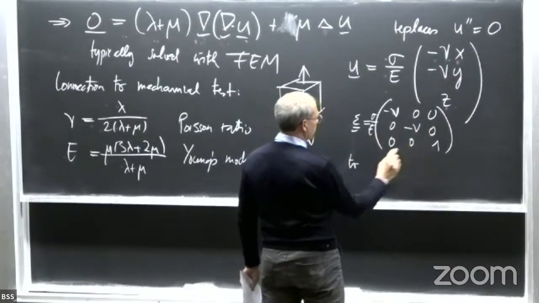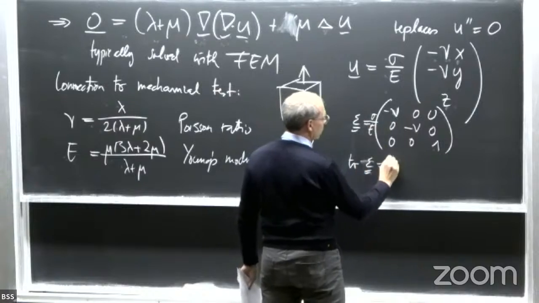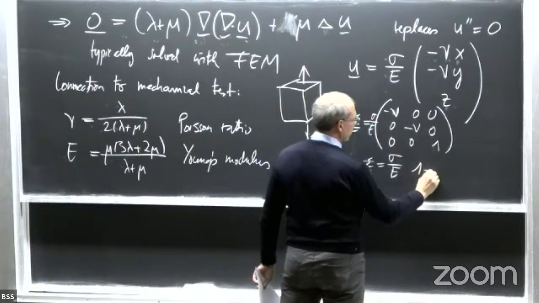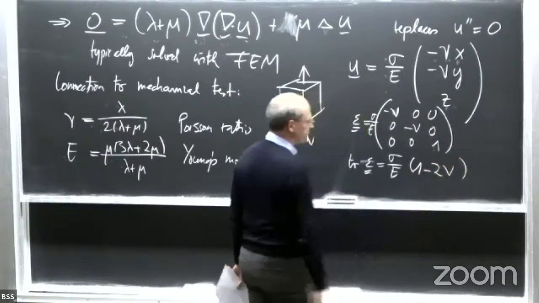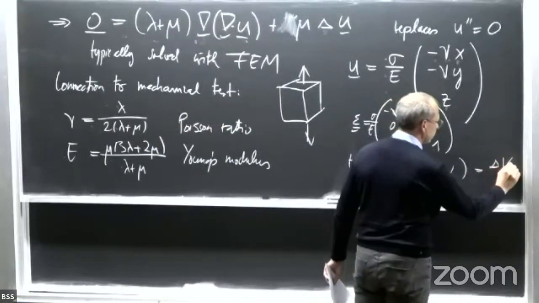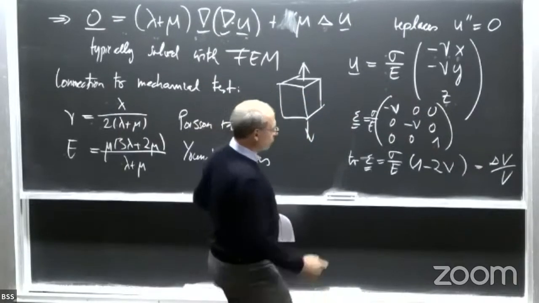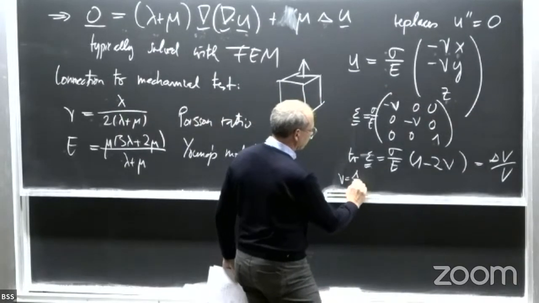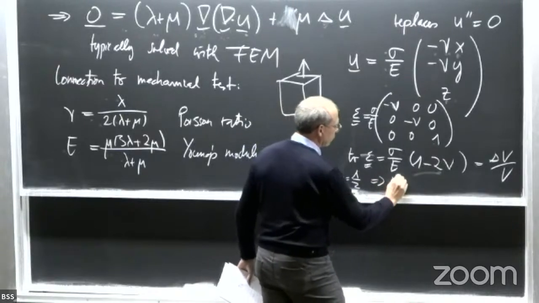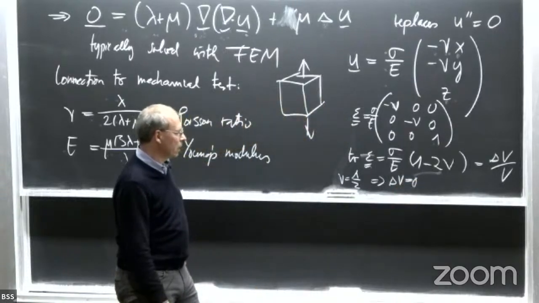And now you can do the trace of this. So it comes out to be basically sigma over E, and then you sum up here 1 minus 2 times mu. And I told you earlier that this is the volume change. Okay? And now you see something very interesting. If you take mu equals 1/2, so Poisson ratio 1/2, then there will be no volume change. This is the incompressible limit.